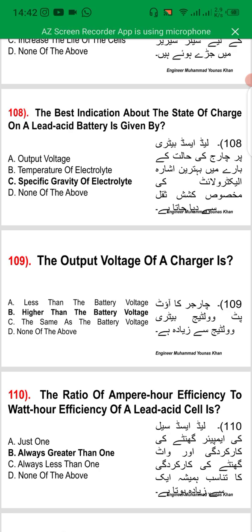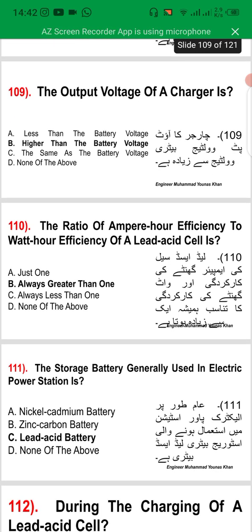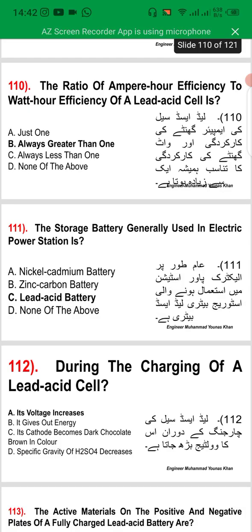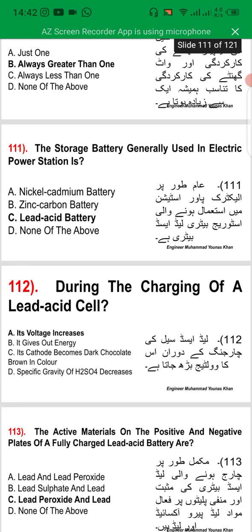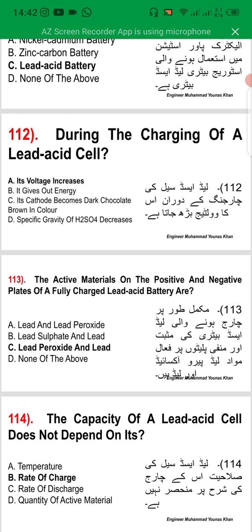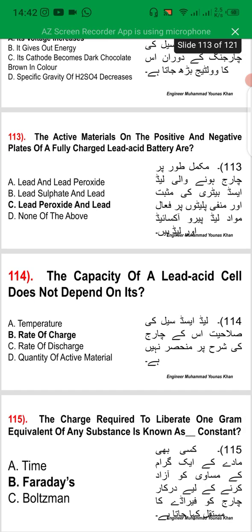The best indication about the state of charge of a lead acid battery is given by the specific gravity of electrolyte. The output voltage of a charger is higher than the battery voltage. The ratio of ampere hour efficiency to watt hour efficiency of a lead acid cell is always greater than 1. The storage battery generally used in electric power stations is the lead acid battery. During the charging of a lead acid cell, its voltage increases.